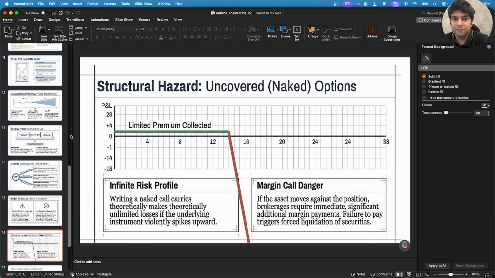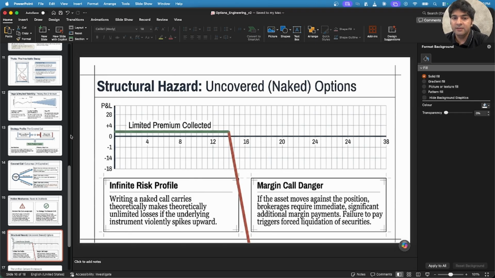All right, so structural hazard. Usually once people have uncovered or naked positions, they have an indefinite risk profile. Risk is usually underestimated by a lot of people. So whenever we have a naked position, you have to assume that there could be theoretically unlimited risk.